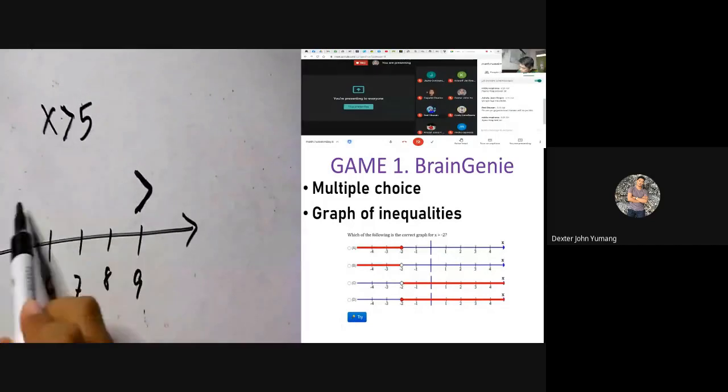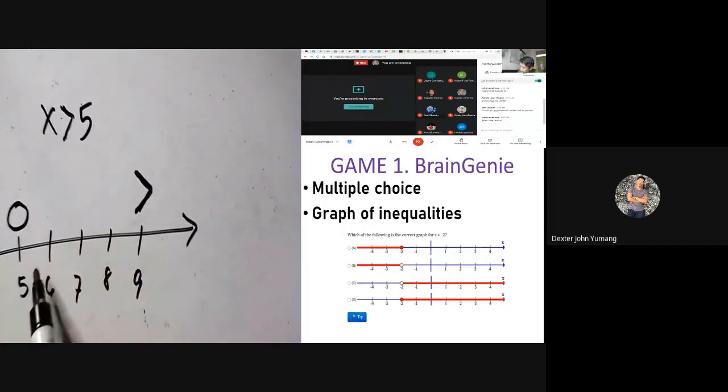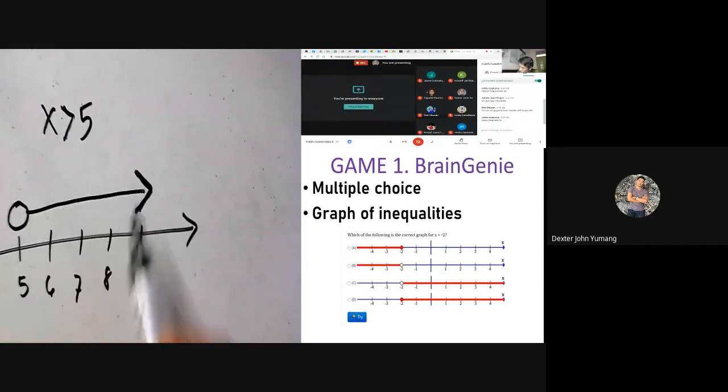Then, since greater than 5 siya, circle po yung gagawin sa taas ng 5. Then you make a line. And that is now the answer. Okay? So ayaw daw po mag-next. Maybe there's a problem with the website.